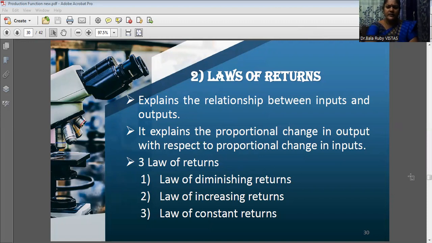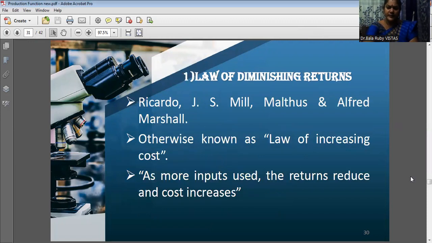So these are the three different laws under the law of returns. First, let us concentrate on the first one, that is the law of diminishing returns. As far as this law of diminishing returns is concerned, it was mainly introduced by David Ricardo, J.S. Mill, Malthus, as well as Alfred Marshall. In the starting of this class itself, I told you this law of diminishing returns is always known as the law of increasing cost.